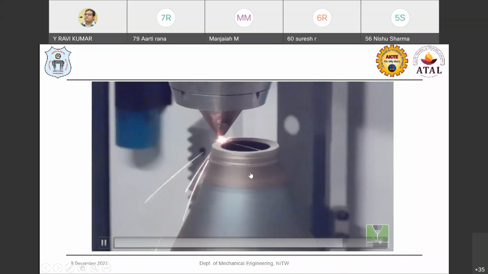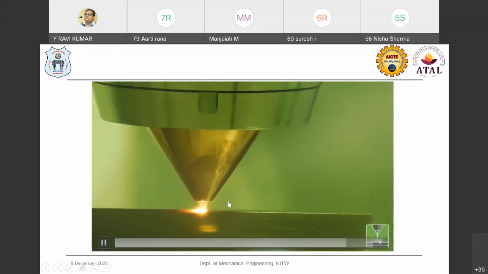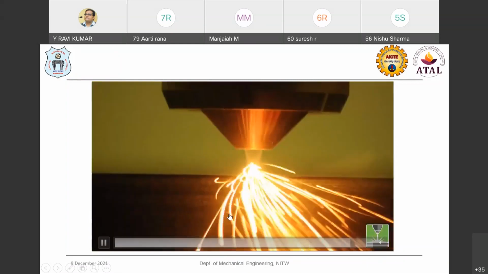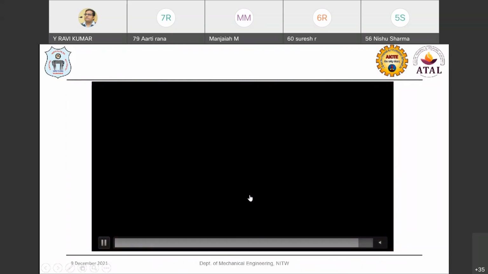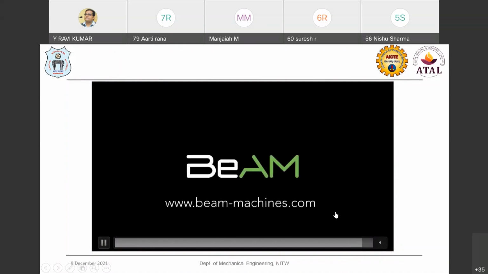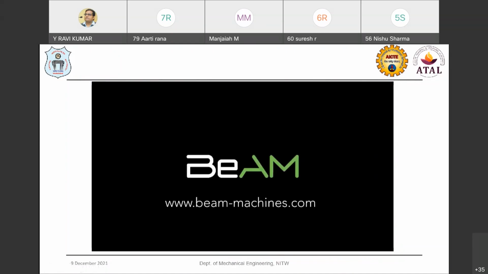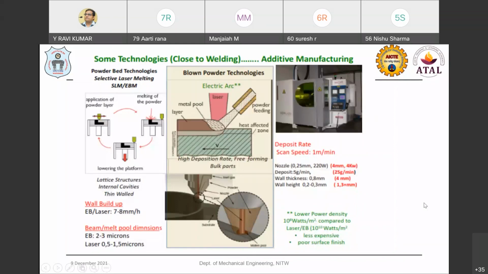You can see these are functionally graded materials. We are varying the gradient of the materials from one layer to another layer. Functionally graded material can be varied with this kind of process. We will discuss some case studies with respect to functionally graded materials worked on in this DED system. This is how this technology is very closely related to the welding process.